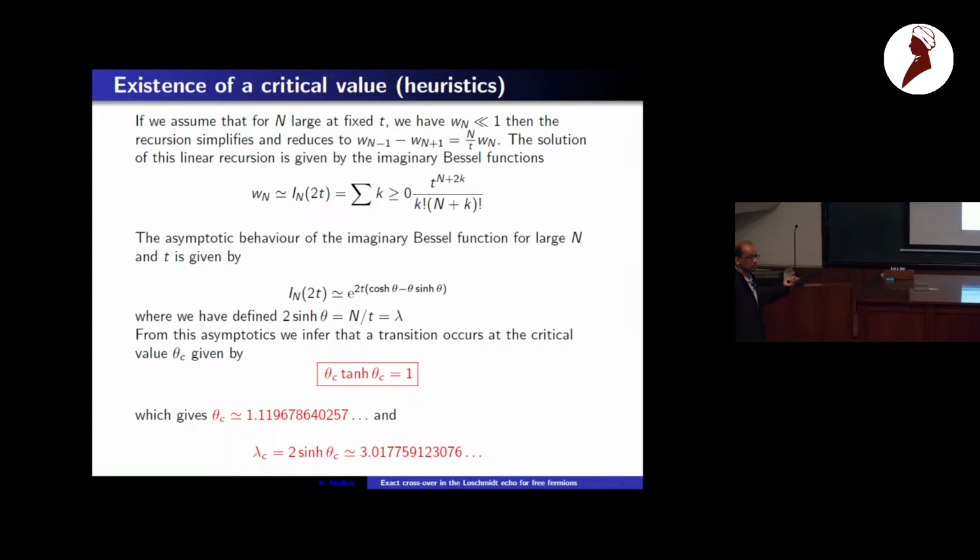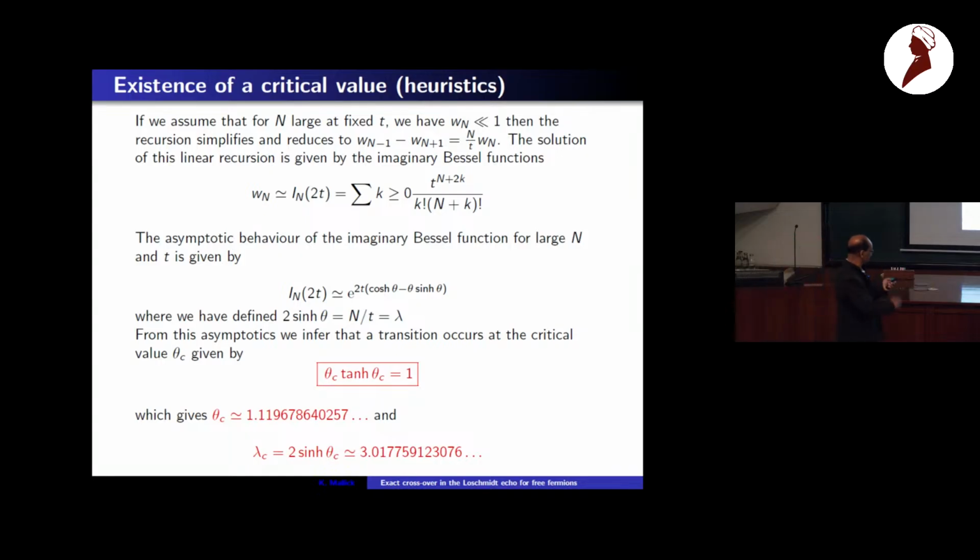So either it's growing fast or it's decaying fast. And the threshold is obtained when tanh(theta) is given by theta. So there's a critical value of theta, which means a critical value of lambda, given by tanh(theta critical) = 1, for which either this thing is growing or this thing is decaying. And of course, you can do this simple linearization only when it's decaying. So your simple heuristics here fails, of course, when theta is bigger than theta critical.